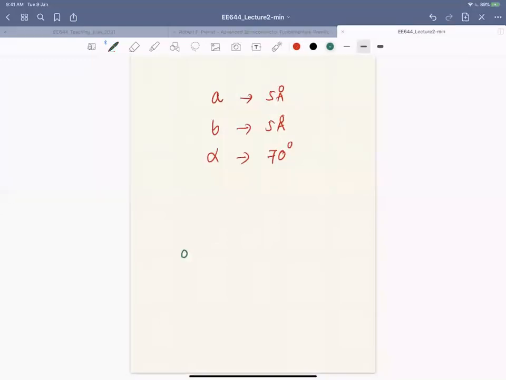So you take A, and you know B. This is your A, then you could put point B here because this is at 70 degrees. So you can go on putting those points like this. This is how you'll build a 2D lattice. So you need 3 parameters, A, B, and alpha.